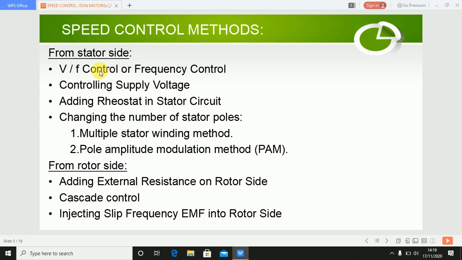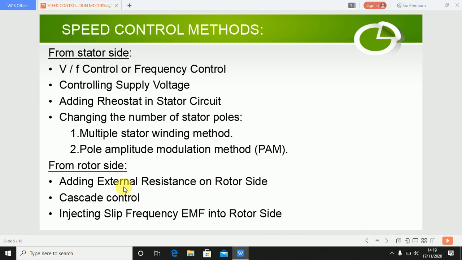Let us see the categories. First, from the rotor side, and second one is the stator side. First, the stator side. We have four methods: V by F control or frequency control, or by controlling supply frequency, or adding rheostat in the stator circuit. And the last one is changing the number of stator poles. It has two methods: multiple stator winding method and pole amplitude modulation method, which is known as PAM. And from the rotor side we have three. First one is adding external resistance on the rotor side. Second one, cascade control. And the third one, injecting EMF at slip frequency into the rotor side.